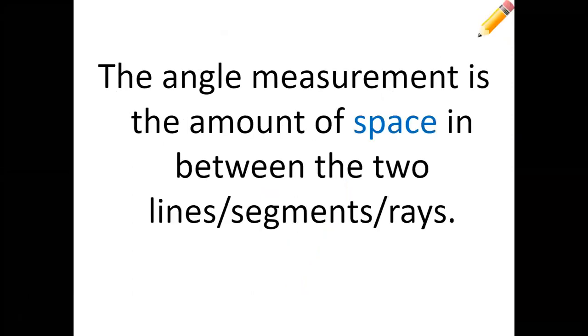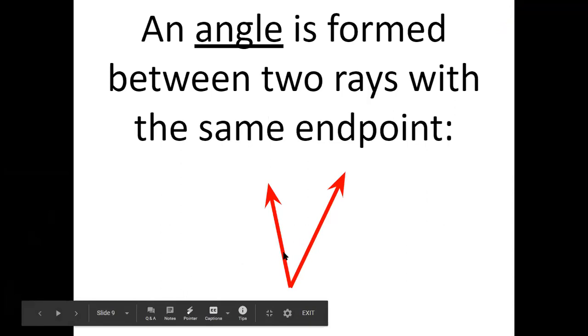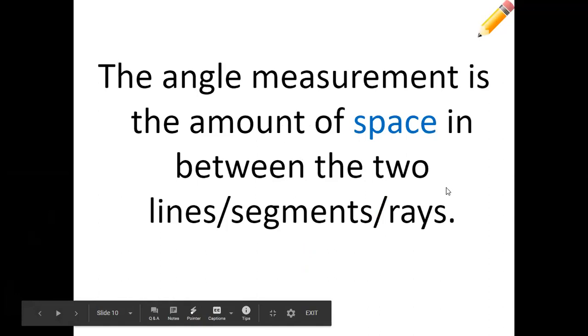Okay. And try to say this out loud, this next slide. The angle measurement is the amount of space in between the two line segments or rays. Okay, if you go back to the previous image, it's talking about this space like right in the middle. Okay, so please make sure you write this down.